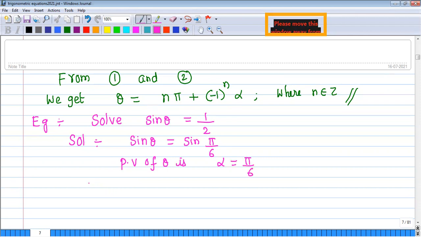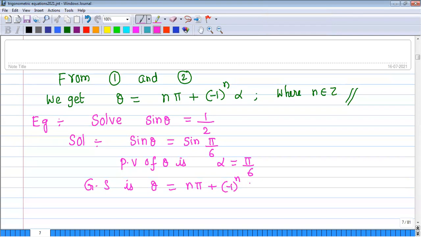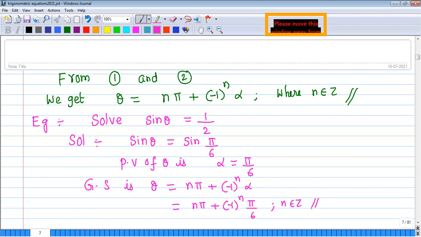Now the general solution, GS: theta is equal to the formula. What is the formula? n pi plus minus 1 to the power of n into alpha. Now substitute: n pi plus minus 1 to the power of n into pi by 6, where n belongs to Z. Now, understood how to solve the trigonometric equation? Yes, sir. Can I give one more question? Yes, sir. I will wait. Don't worry. If you know the concept, this is very easy. Otherwise, it becomes very typical.